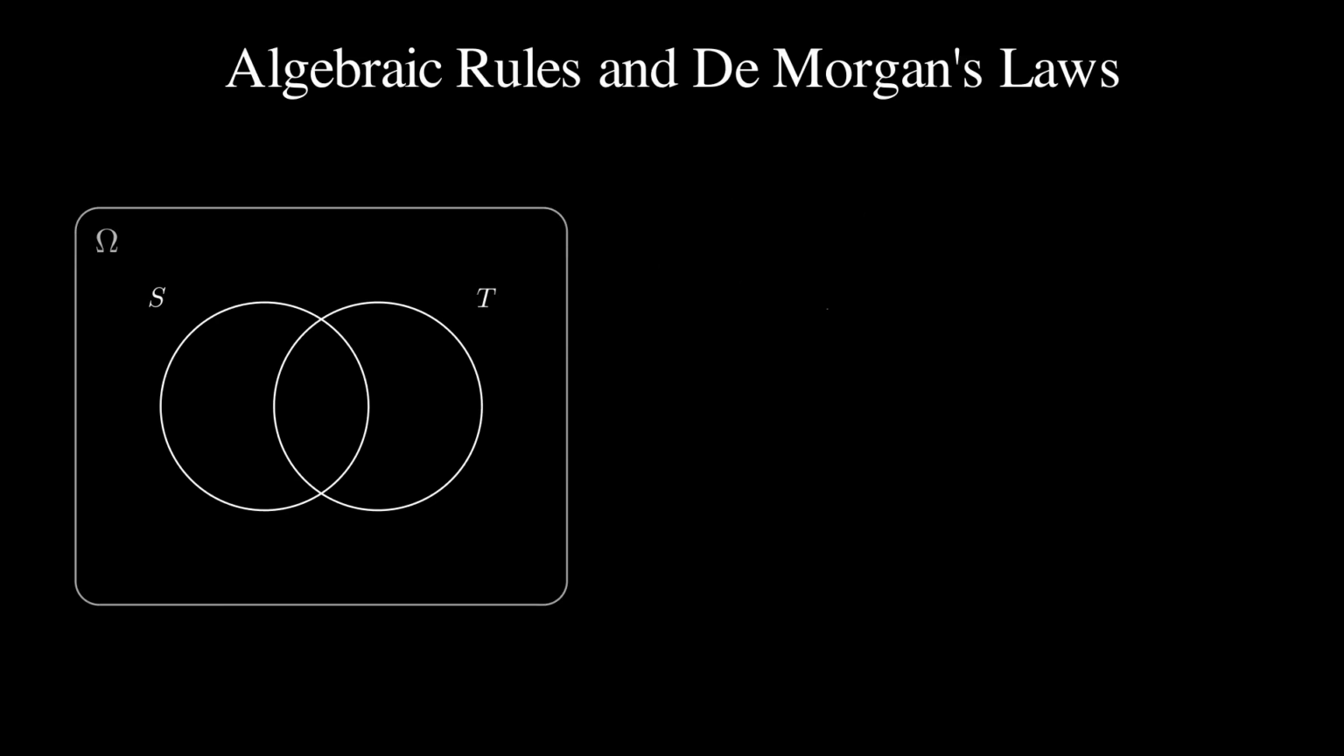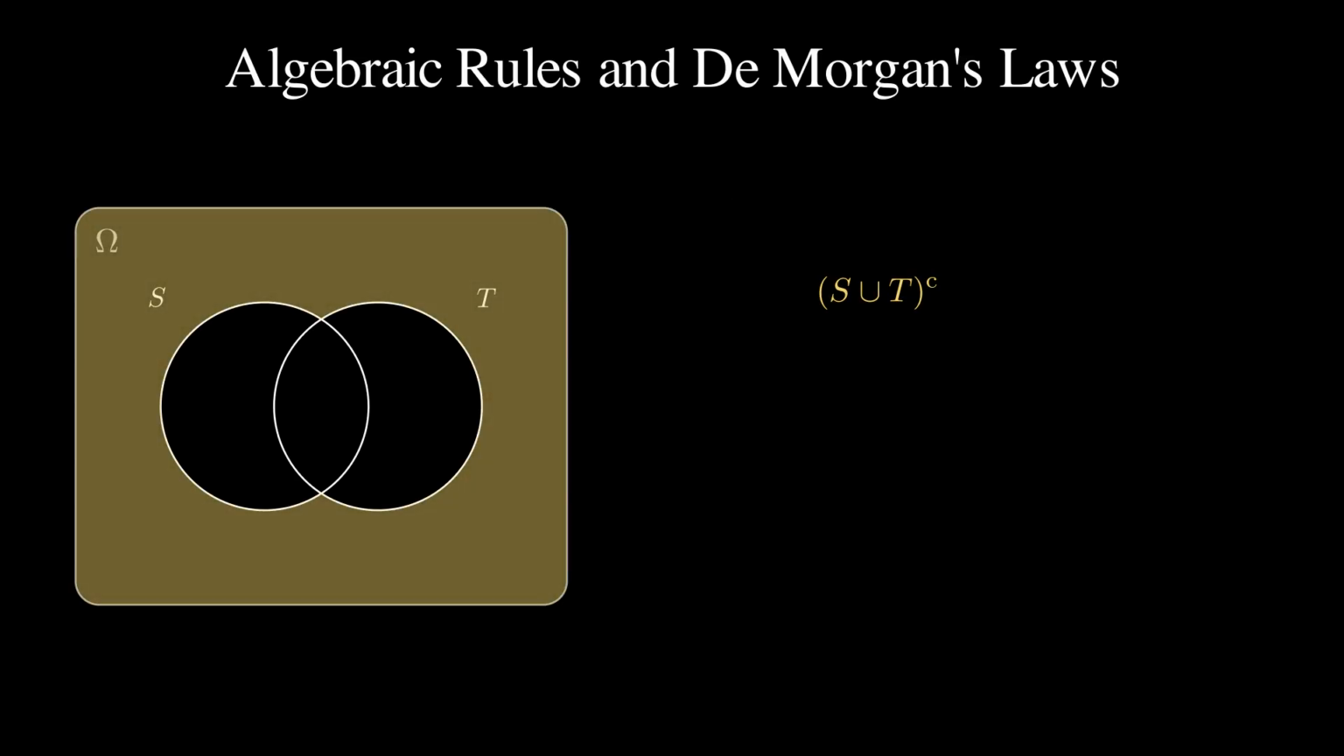The most useful identities are De Morgan's laws. They describe what happens when you take the complement of a combination. Here is the complement of the union of S and T, everything outside both circles. That very same region is the intersection of the complements, the points outside S and outside T. Complement flips union into intersection. And this is not limited to two sets. Take the complement of a union over any index set, finite or infinite, and you get the intersection of all the complements. De Morgan scales to as many sets as you like.